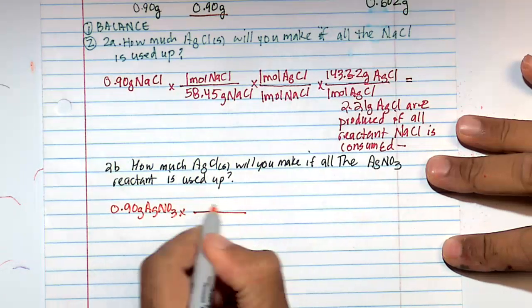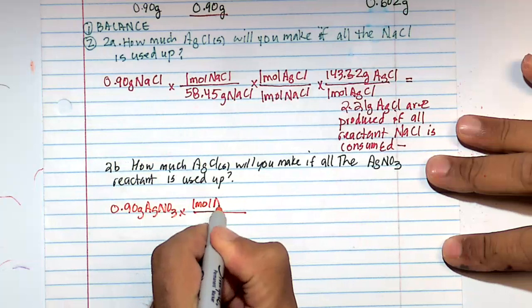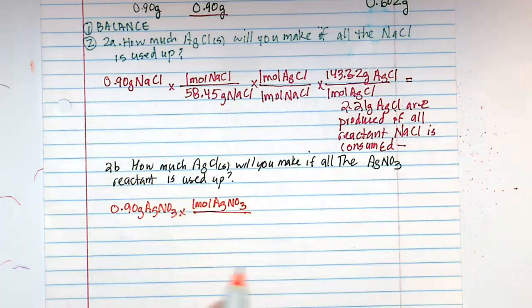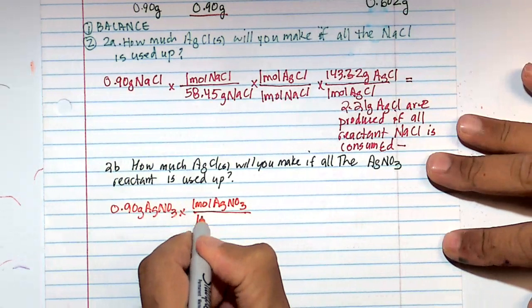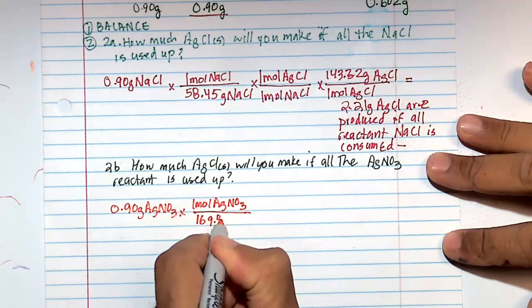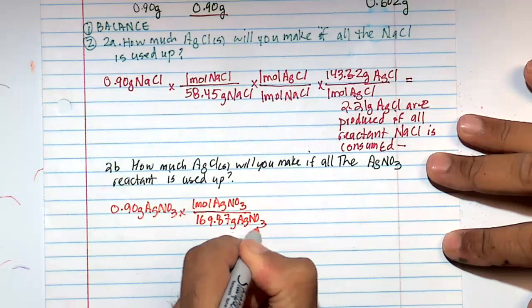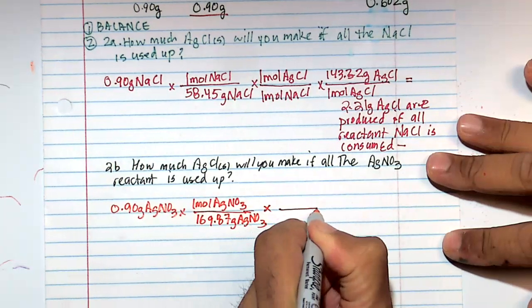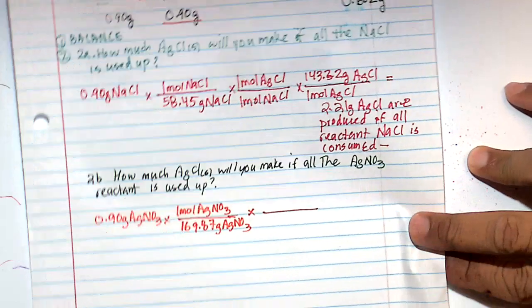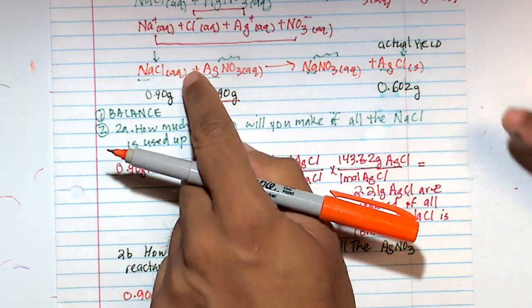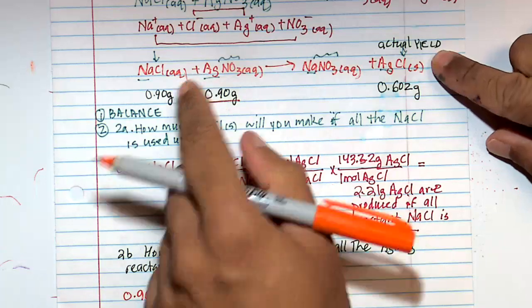Okay, 1 mole of AgNO3 has how many grams? 1 mole of AgNO3 is 169.87 grams. 169.87 grams of AgNO3. Okay, I've got to ask you this: going back to our balanced equation, how many moles of AgNO3 react to give you how many moles of AgCl?